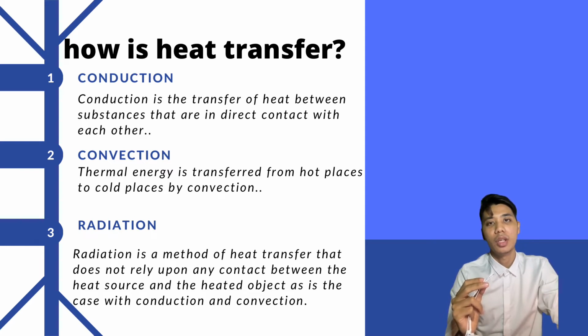Lastly, radiation. Radiation is a method of heat transfer that does not rely upon any contact between the heat source and the heated object, as is the case with conduction and convection. Heat can be transmitted through empty space by thermal radiation, often called infrared radiation. This is a type of electromagnetic radiation. No mass is exchanged and no medium is required in the process of radiation. Examples of radiation are the heat from the sun or heat released from the filament of a light bulb.